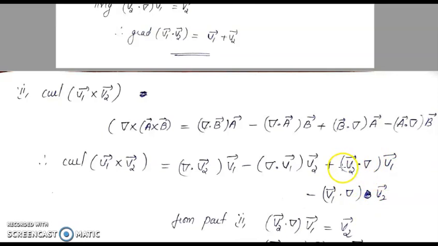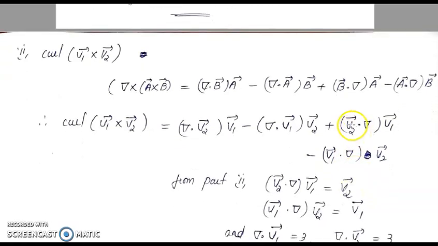These two we have already done previously. V2 dot del into V1 will be V2, and V1 dot del into V2 will be V1. So these two terms are V2 and V1. So here V2 minus V1 will come.